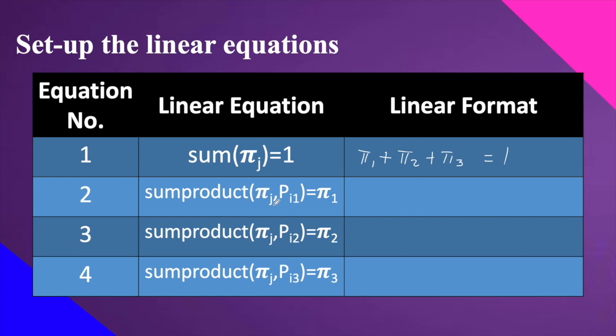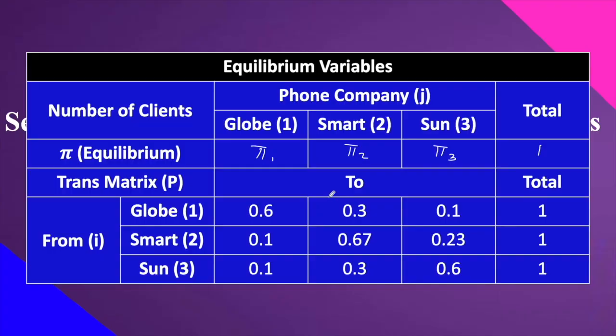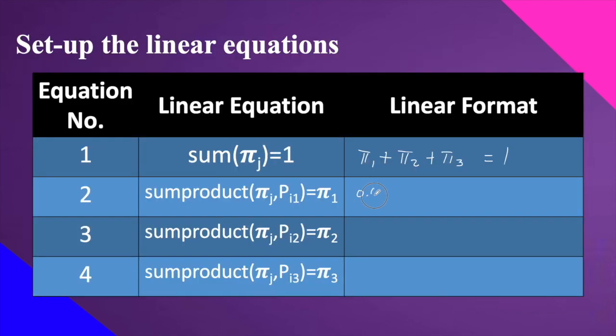I-add daw po natin yan. Kukunin natin yung sum product nila and that will be equals to pi 1. So, we have 0.6 and pi 1. So, lagay natin dito, 0.6 pi 1, plus, ano yung next na kukuha natin yung product? Pi sub j, diba? Sabi dito, pi sub j and p sub i 1. So, nasaan po yun? So, pi sub j.